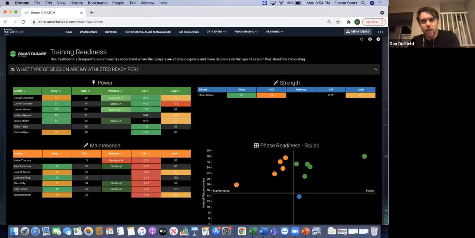There are so many different data sets that you can use, but even as a starting point, doing something simple like a wellness check, getting some sort of load metric, whether it's distance covered or self-reported RPEs, and a subjective questionnaire as well is a great place to start.